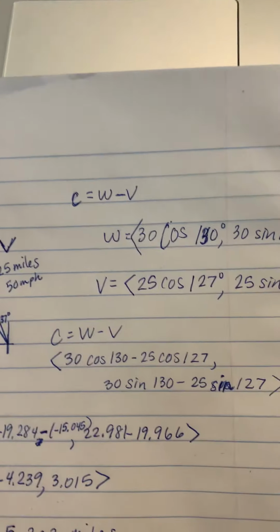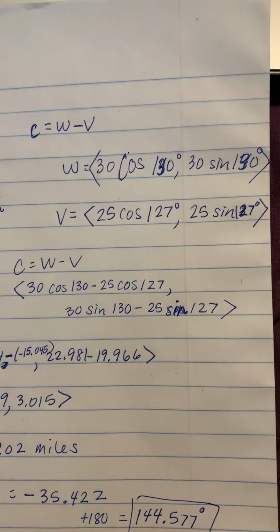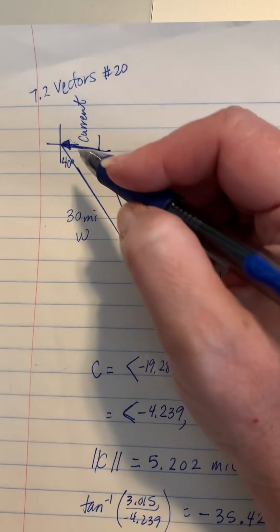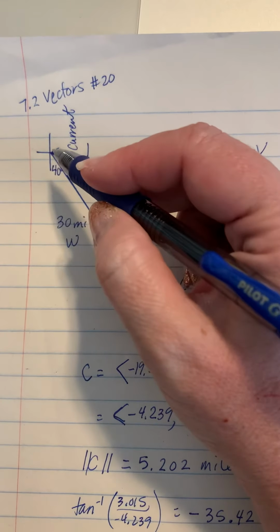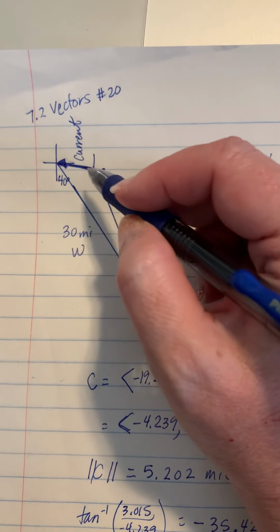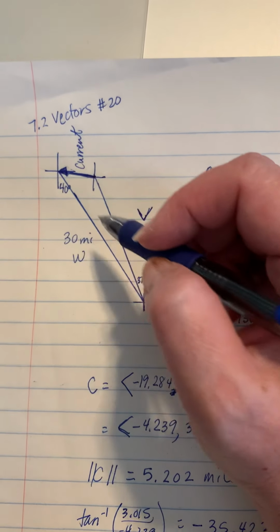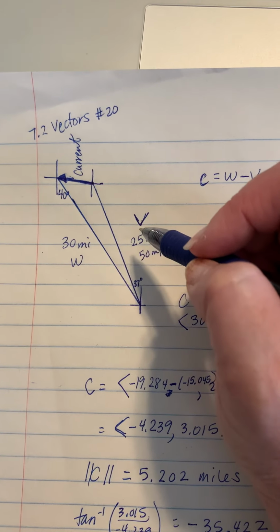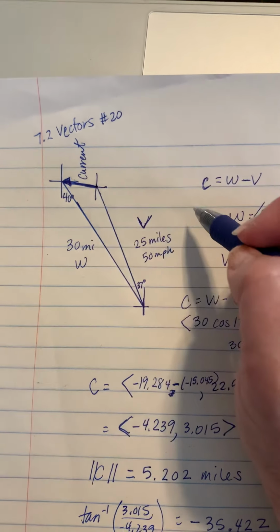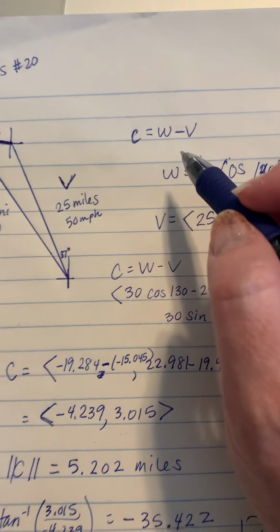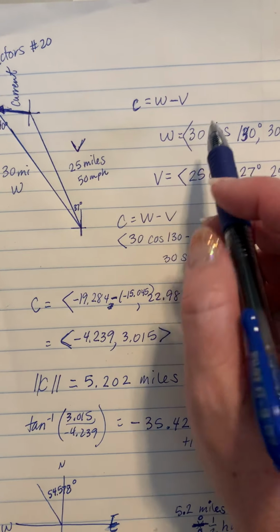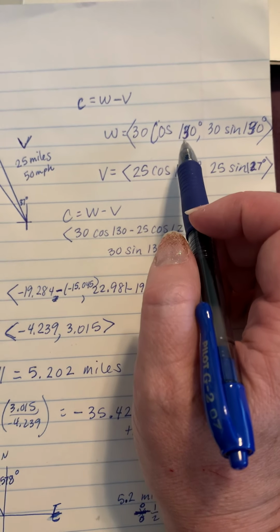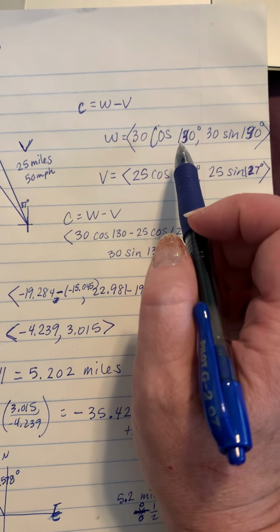Okay, so I've actually used vectors for this problem. The idea is that this is the resultant of this plus this, right? So this would be the result of taking this vector, which I've named W, subtract this vector, which I've named V, and I'm finding vector C for current. So I'm going to take W subtract V, and my vectors can be found by doing 30 cosine 130. Sorry, I wrote 140 at first, but it's 130.